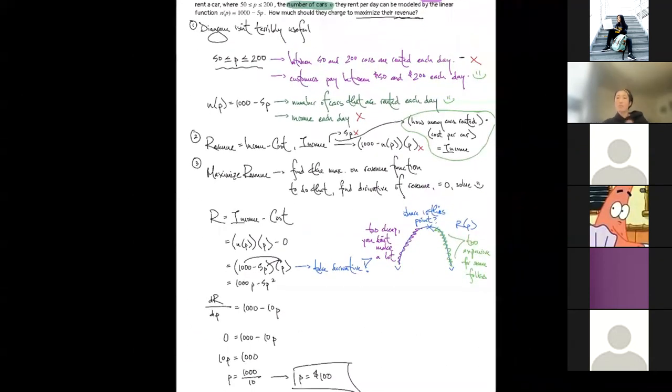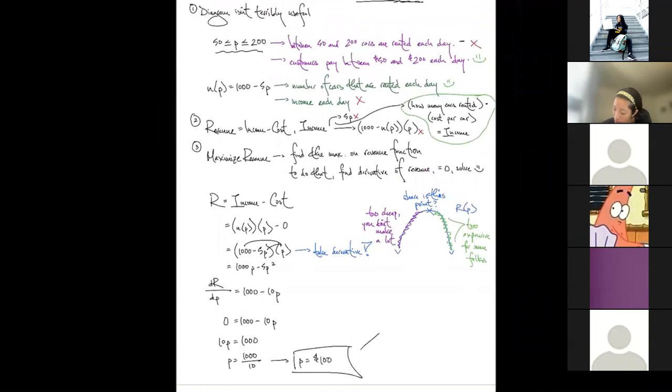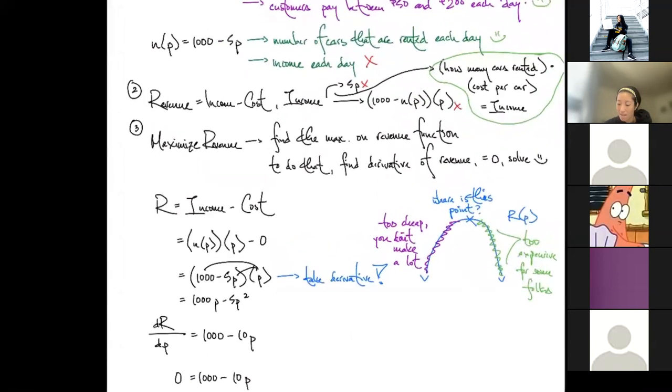So let's make sure we answered the question here. It says, how much should they charge to maximize their revenue? And so for each car, if they charge $100, that's when they'll make the most amount of money. Yes, I agree. I think that was a really wonderful summary.